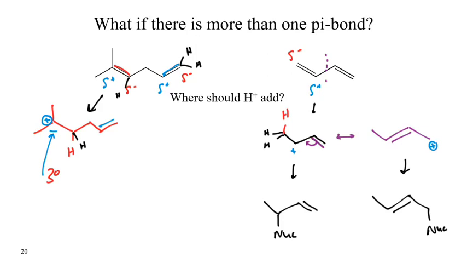If the pi bonds aren't conjugated, we're going to end up reacting to make the most stable intermediate possible, which usually means our tertiary carbocation systems.